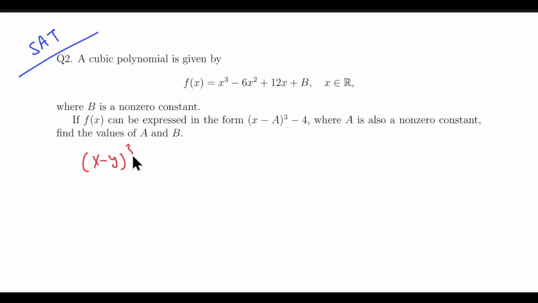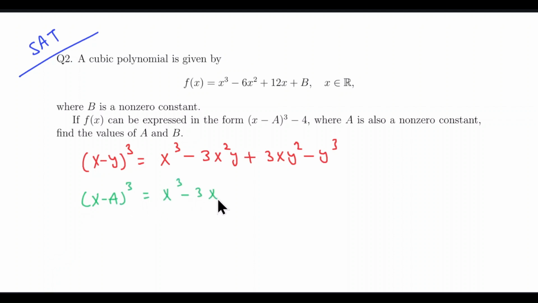(a minus b) cube, or (x minus y) cube, is x cube minus 3x square y plus 3xy square minus y cube. That is the formula. So keeping that in mind, I'm going to open (x minus a) whole cube, which is going to be x cube minus 3x square a plus 3xa square minus a cube. And then there is a negative 4 as well. So let's write this complete thing, negative 4.